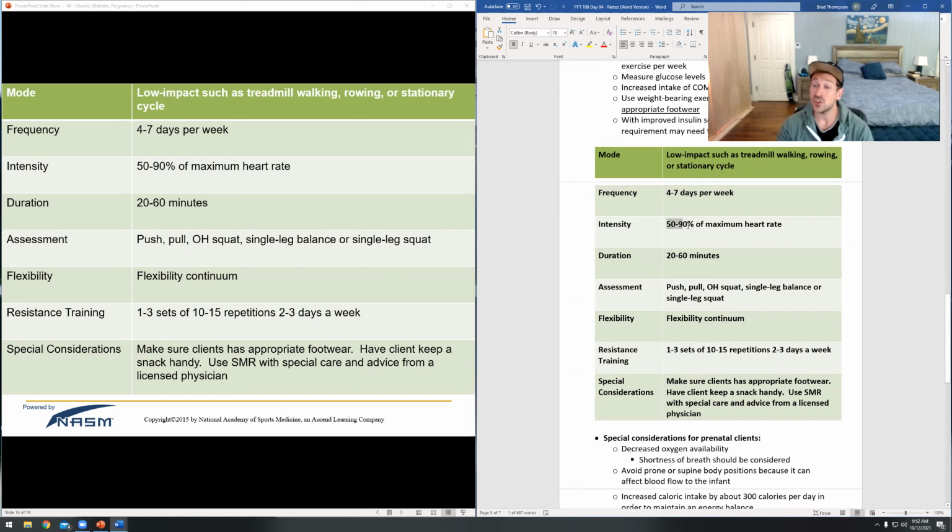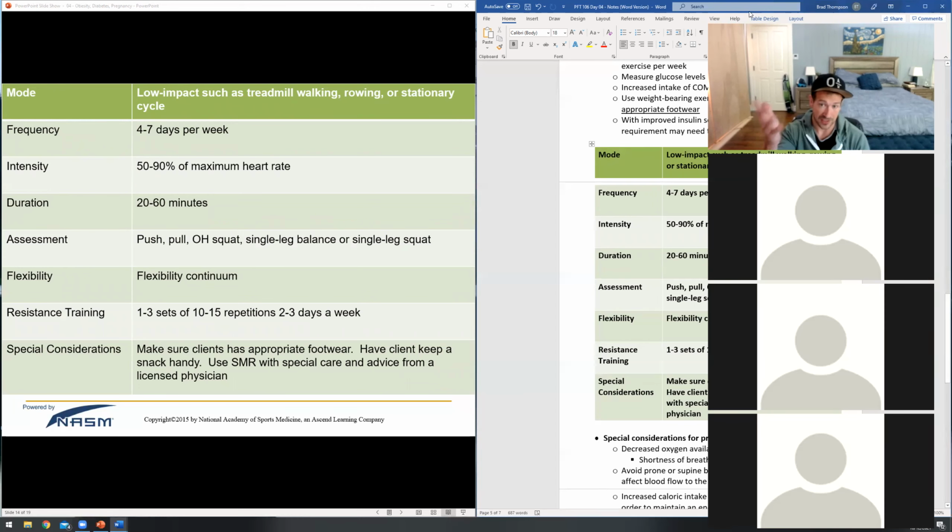We're going to say 50 to 90% maximum heart rate for the intensity. That is the highest intensity we have seen so far in this course. And that is because, again, going back to what I said earlier, the high intensity burns more carbohydrates. Low intensity burns more fat. So with a weight loss client who doesn't have diabetes, the priority might be fat burning.